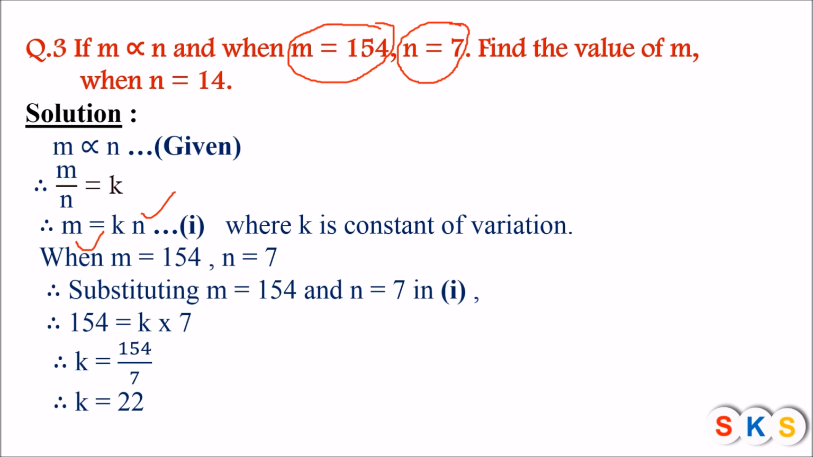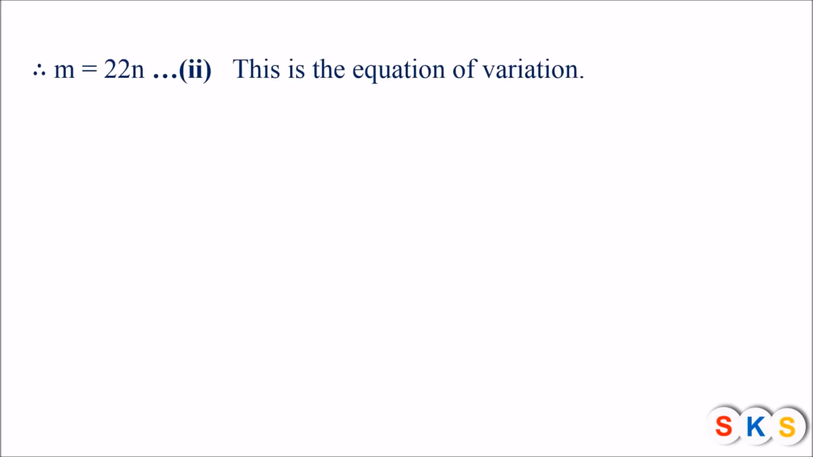Now I'm going to substitute the value of k in equation 1. So we will replace k by 22. So you will get a new equation, and your new equation would be m equals 22n. That is equation number 2, and it is also known as the equation of variation. Now here when n is 14, then m equals question mark. That means you have to find the value of m when n is 14.